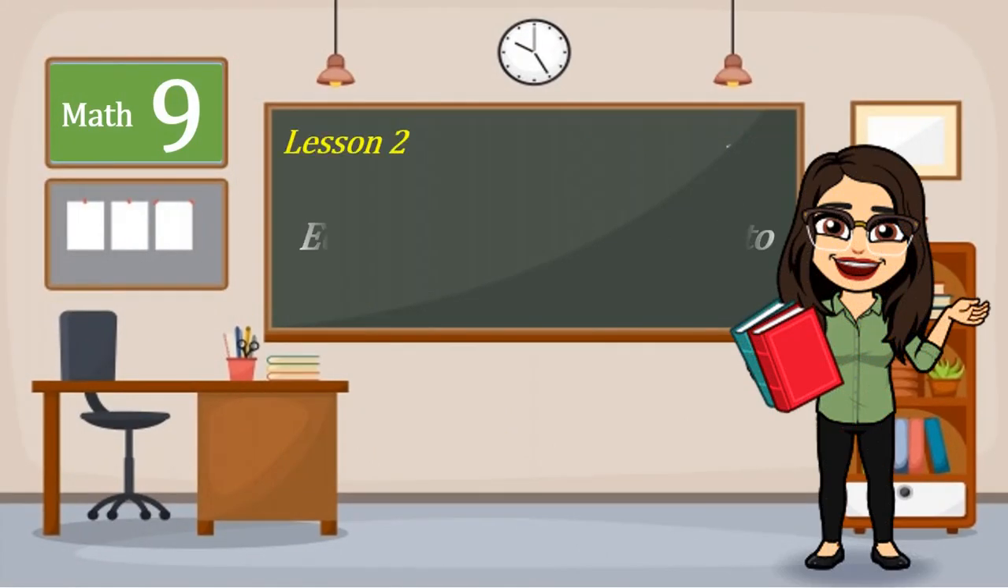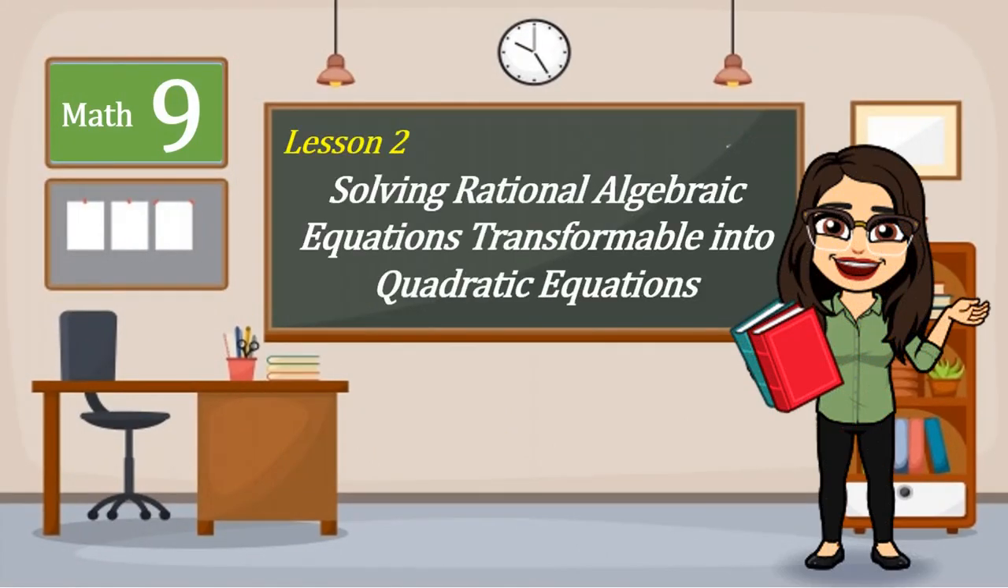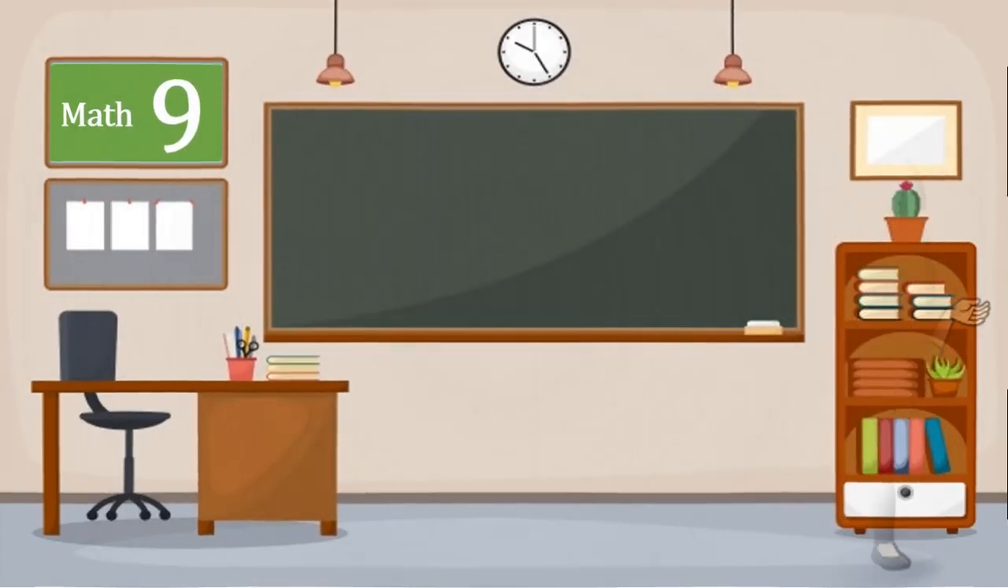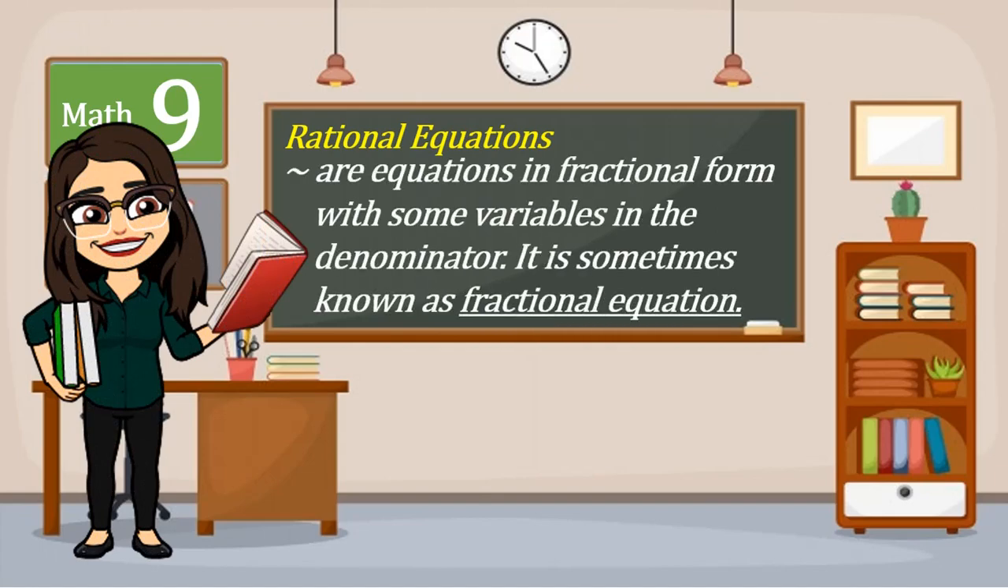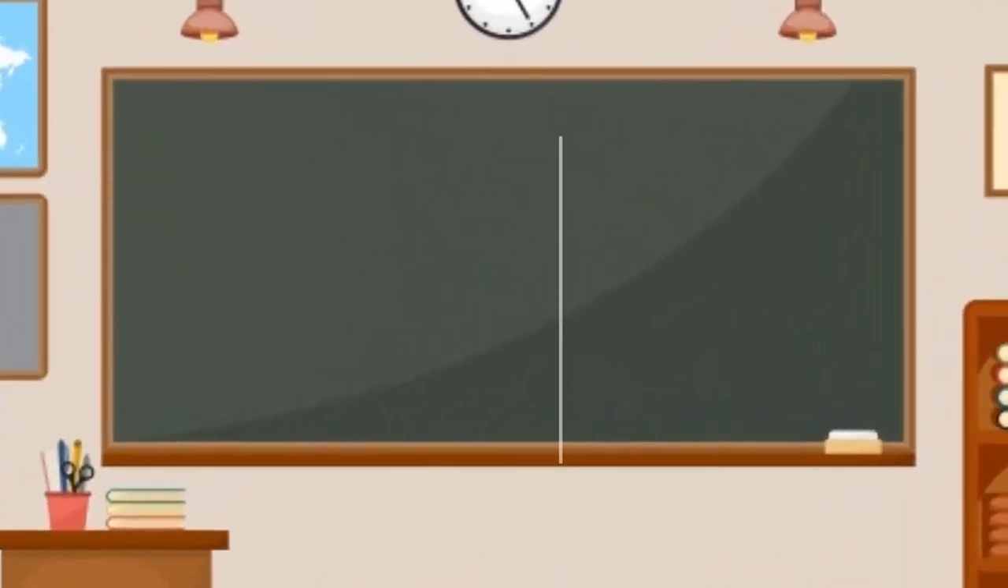Lesson number 2. Solving rational algebraic equations transformable into quadratic equations. So before we proceed with the different examples, let us first define what we mean by rational equations. Rational equations are equations in fractional form with some variables in the denominator. It is sometimes known as fractional equation. Let us now have the different examples.